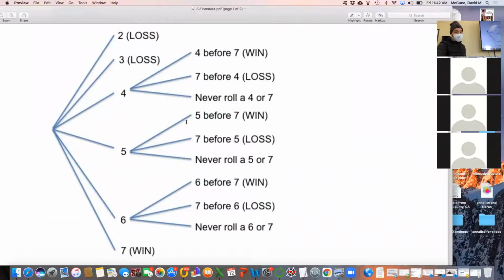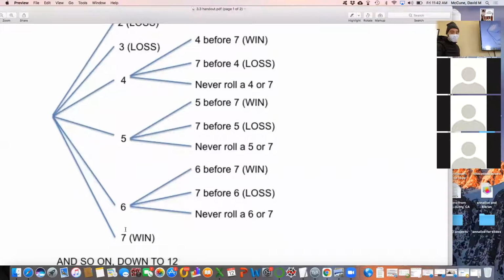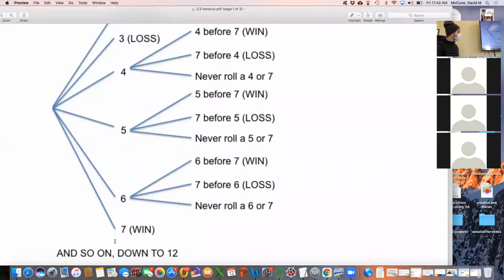Now you've got to go into the second phase. A 5 before a 7 now is a win, 7 before 5 is a loss. That's how the game terminates, or a tie. And so on, right? You just keep this going all the way down to 12. Is it okay with that?